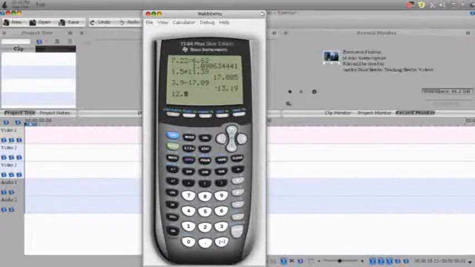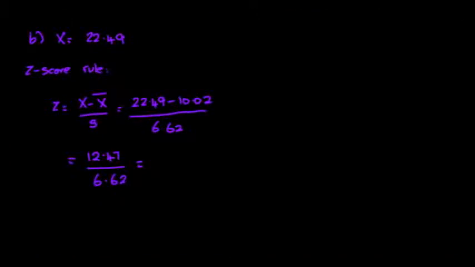12.47 divided by 6.62 is 1.88. So the z-score of 22.49 is 1.88.